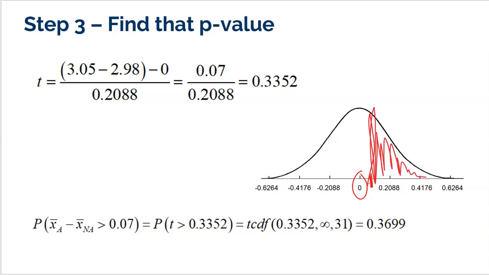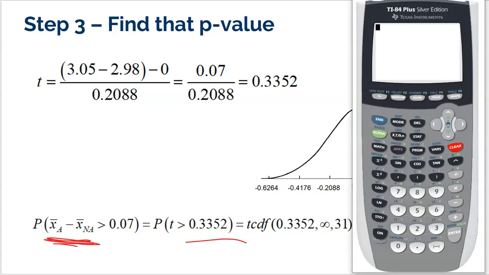So the probability that a sample difference is more than mine is the p-value. So the probability that any other difference between athletes and non-athletes is more than 0.07 is the probability that a t-score is more than 0.3352. To do that on my calculator, I'll show you guys this real quick. I'm going to grab tcdf, second vars, tcdf is number 6, and I'm going to go from 0.3352, and then I'm going to use 99 to act as my infinity. And then don't forget the 31 degrees of freedom right there where it asks.